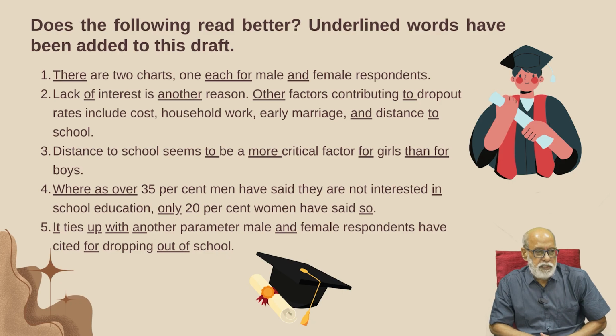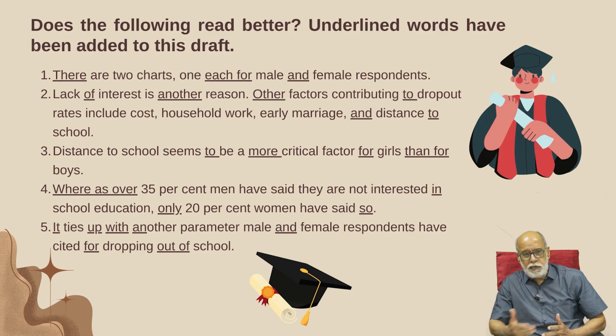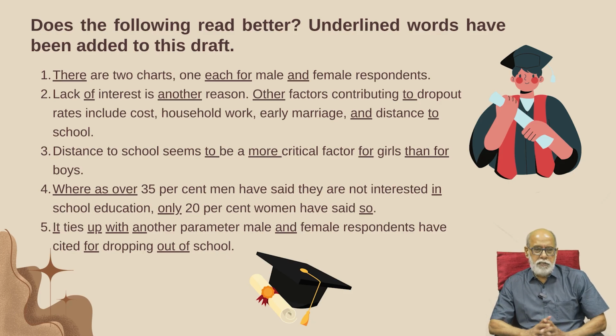Similarly, with the fourth sentence, you know, whereas over 35% men have said they are not interested in school education, only 20% women have said so. You see, it's again a comparison between men and women. Now, school is there for all of them, but one group says school is really important for them.